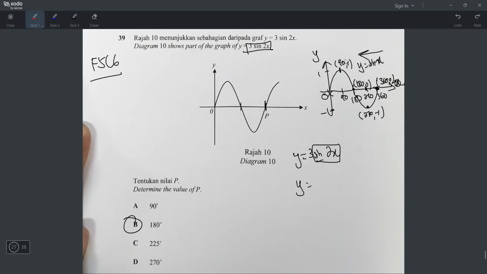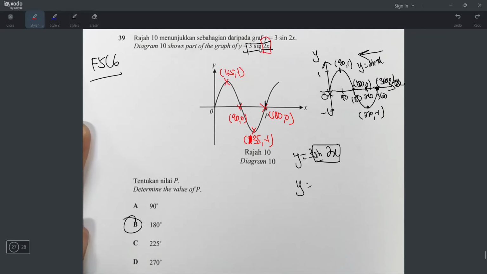Okay, so this will change to 45. If it's sine 2x, this will become 45, 1. And then this 180 becomes 90, 0. And then this 270 becomes 135, negative 1. And then the period 360 becomes 180. That's how I managed to get the answer so fast, because I see the 2x, and immediately I know already.